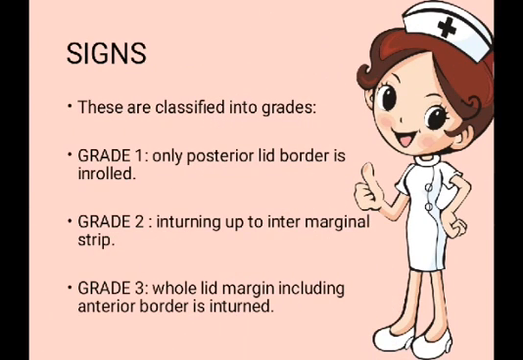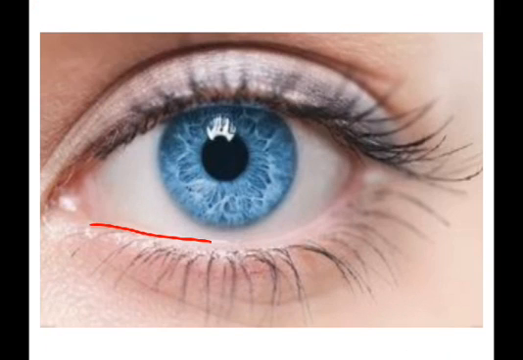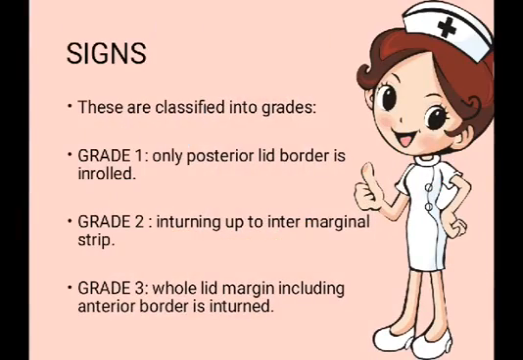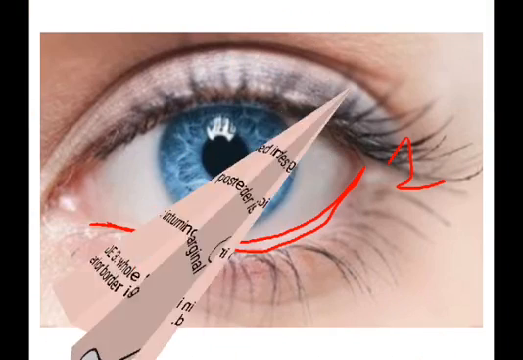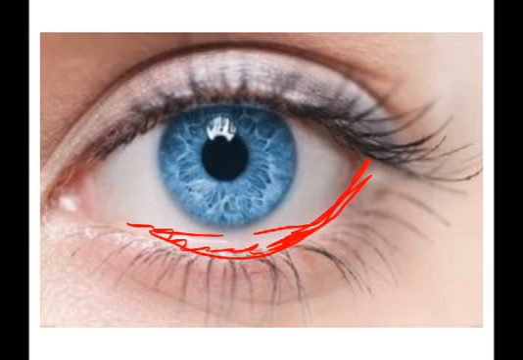Signs are classified into different grades. Grade 1, only the posterior lid border is inrolled. Now this is the posterior border. It gets inrolled, which means it moves inside our eyes towards the cornea and conjunctiva. This is our grade number 1. Now grade number 2, turning up to the internal marginal strip. This is the internal marginal strip where we wear kajal. That marginal strip gets inturned. This is grade number 2.